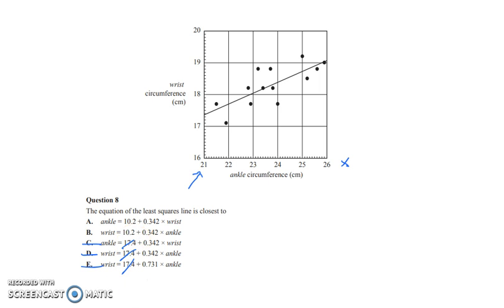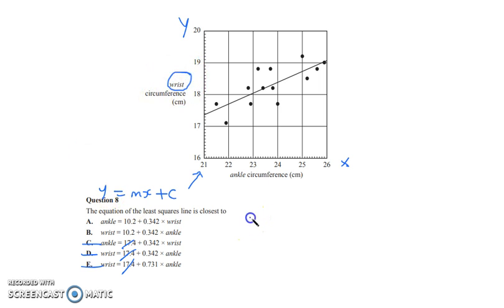Then we are left with two answers, A and B. Looking at the y equals mx plus c format, the y variable must be on the left and the x variable must be on the right. So let's have a look at what our y variable is. Here's our y-axis here. Our y variable is wrist circumference.